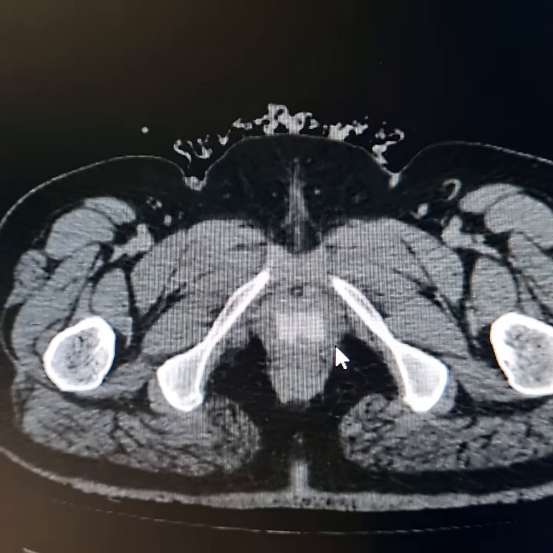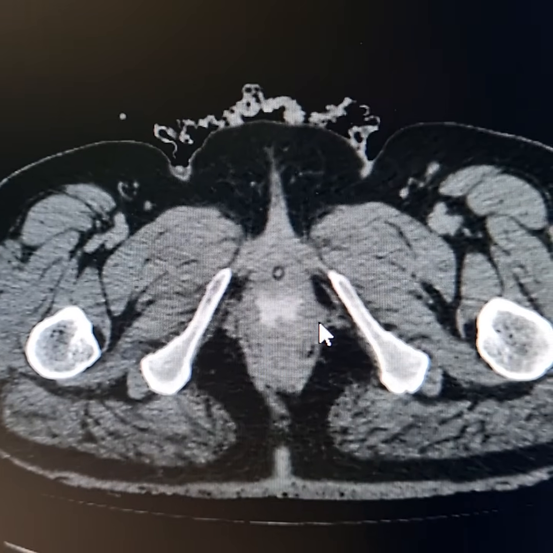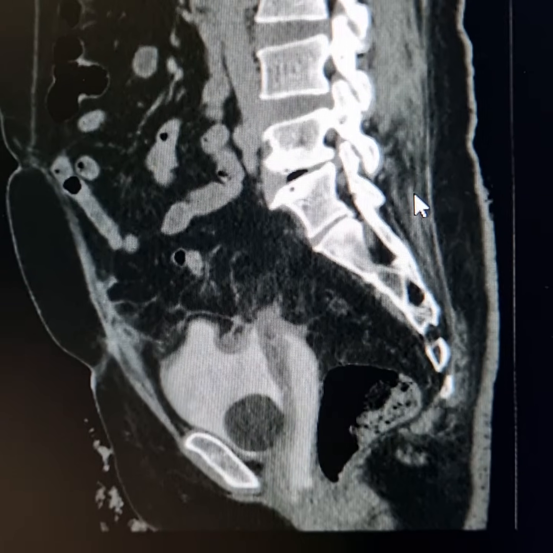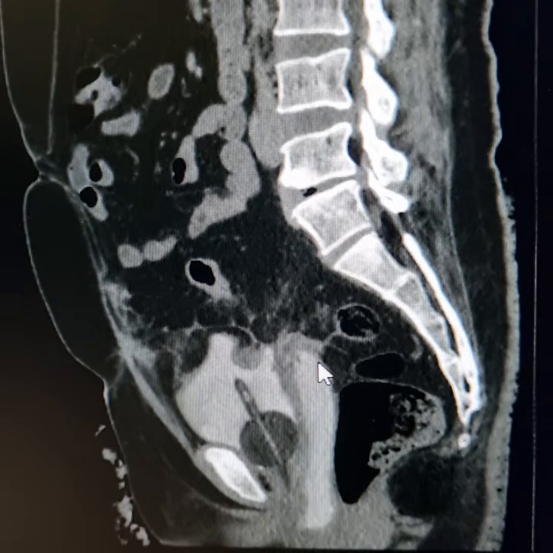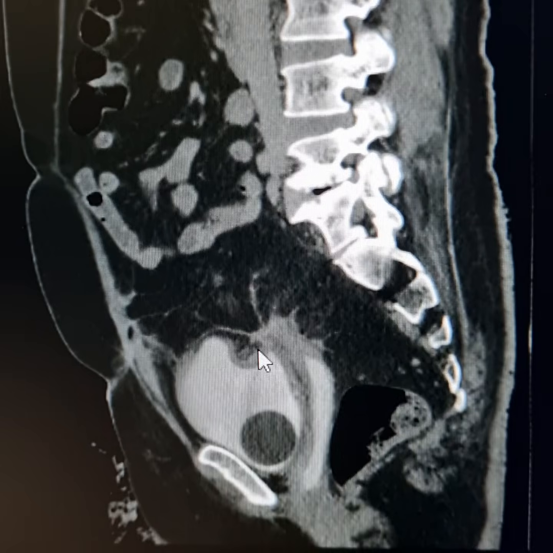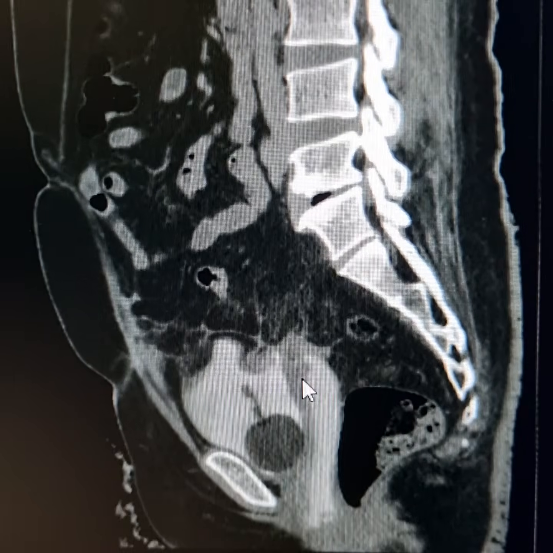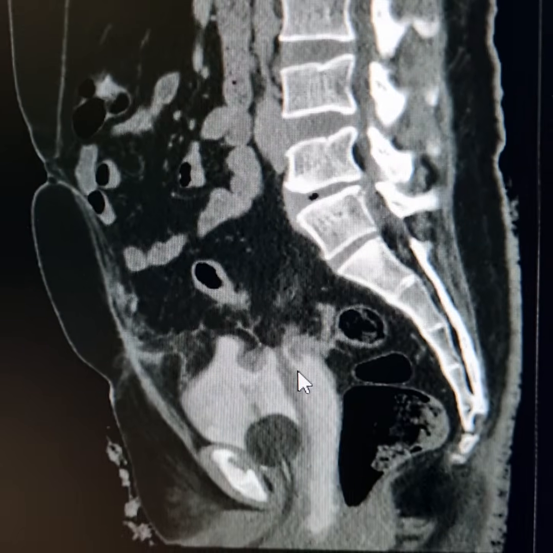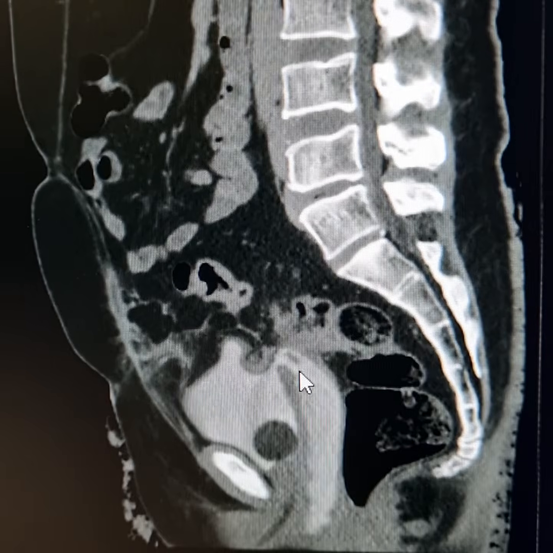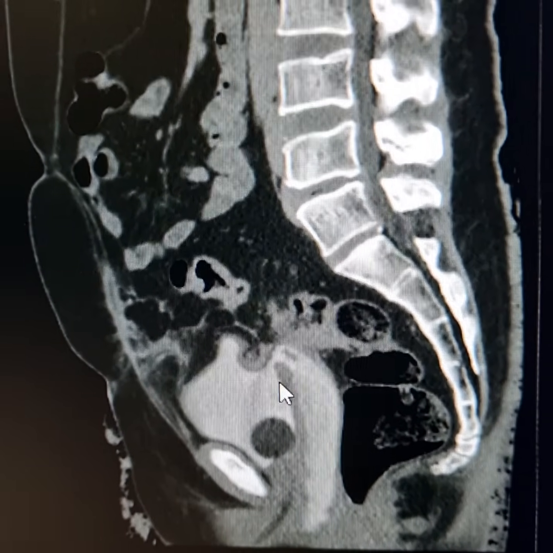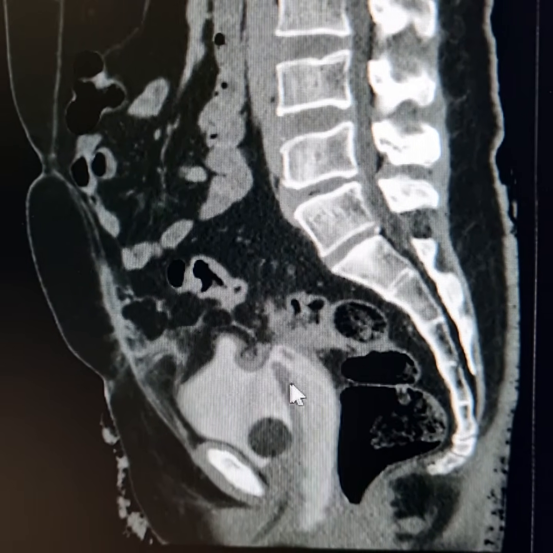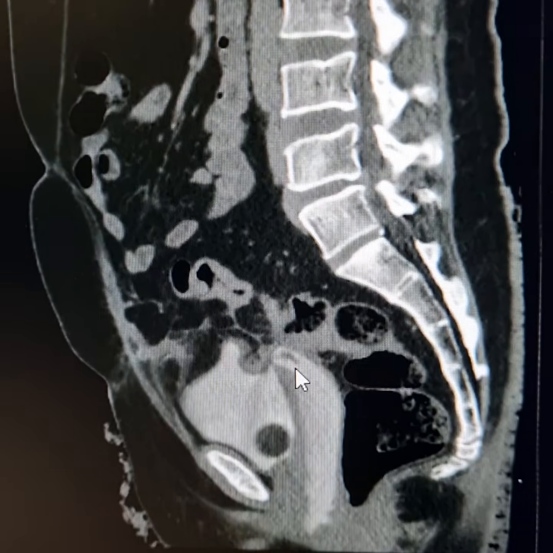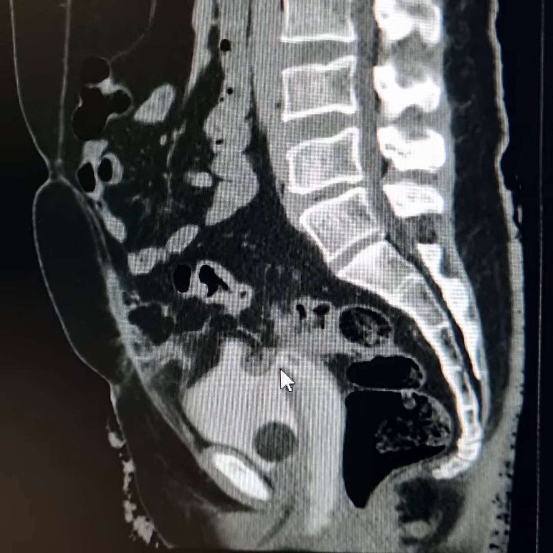Now I will show you the sagittal scan. This is the sagittal scan. Please observe the irregularity along the superior surface of the urinary bladder. Now this is the site of communication between the upper posterior wall of the urinary bladder and the anterior surface of the vagina here. This one is the site of communication.